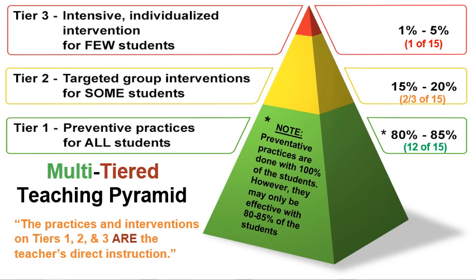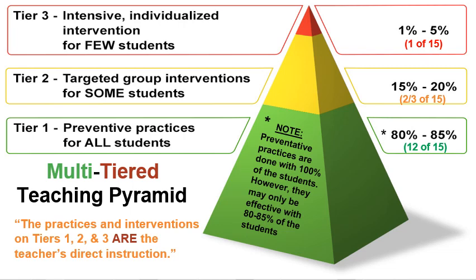Number 2, notice the numbers in color. These are the approximate numbers of students for whom each tier level of instruction is expected to be effective. For example, Tier 1, preventative practices for all students. Note, preventative practices are done with 100% of the students. However, they may only be effective with 80 to 85% of the students. That would be 12 out of the 15.